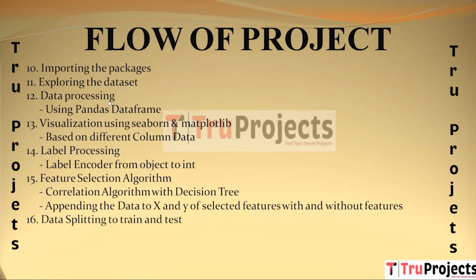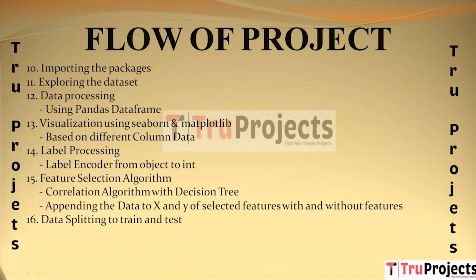Then we have data processing using Pandas data frame. Data processing is performed using the Pandas library, which is specialized for data manipulation and analysis in Python. This step includes data cleaning, handling missing values, and formatting data for analysis. Then we have visualization using Seaborn and Matplotlib based on different column data. In this step, you create visual representations of your data using Seaborn and Matplotlib, popular Python libraries for visualizations. You can generate various charts and plots to visualize data patterns and relationships among different columns.